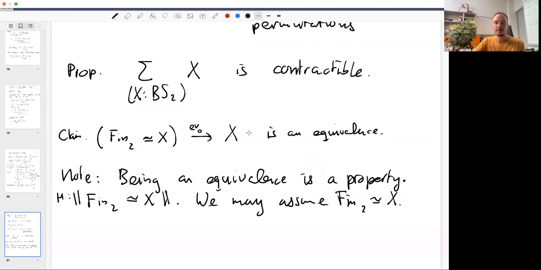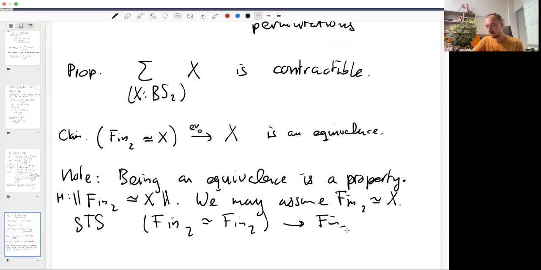Okay, and now this is going to be very nice, because it suffices to show, because X is assumed to be equivalent to Fin 2, that the evaluation map from Fin 2 to Fin 2, this evaluation map, evaluation at 0, is an equivalence.